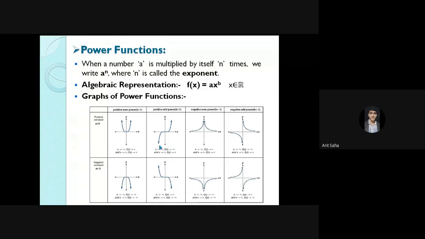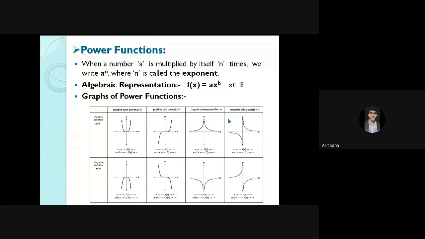In these four cases, we have seen that the graphs are passing through the origin, because in case of b greater than 1 and even or odd power both, if we take x equal to 0, it will give y equal to 0. So it will pass through the origin.